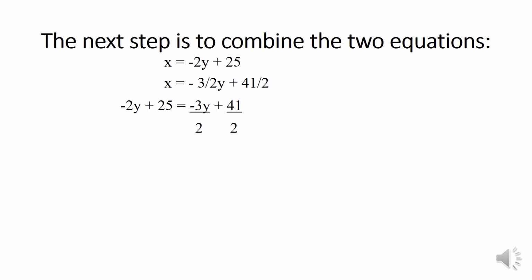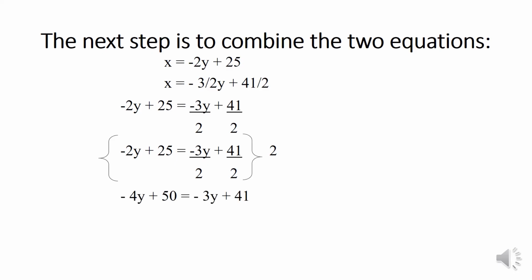I intend to remove the denominator 2 so that we could easily solve this problem by multiplying both sides by 2. So our next step is to eliminate the denominator 2. To eliminate it, we multiply both sides by 2. So this becomes positive 2 times negative 2, that becomes negative 4y, and then 2 times positive 25, so we would get positive 50.